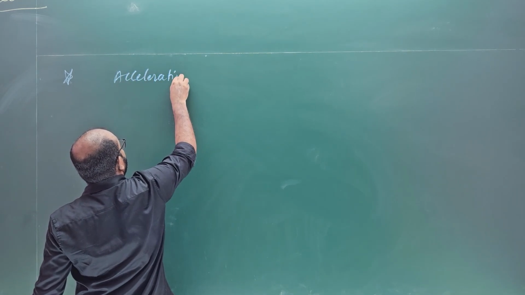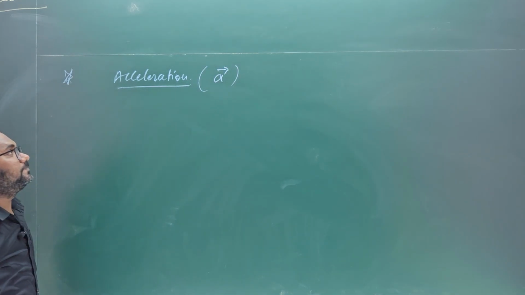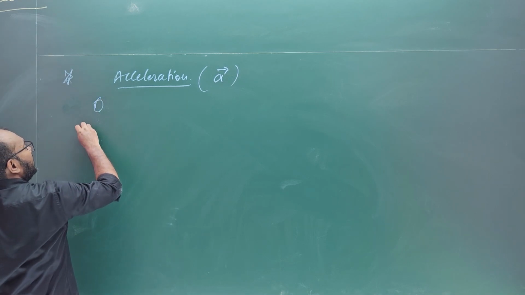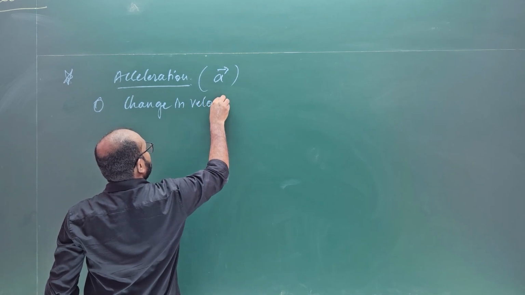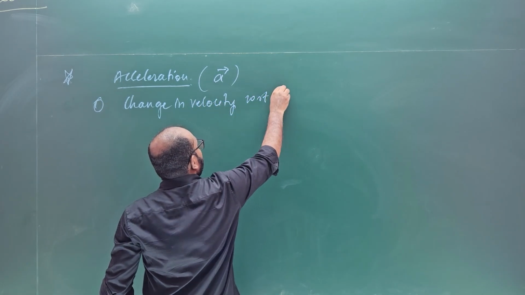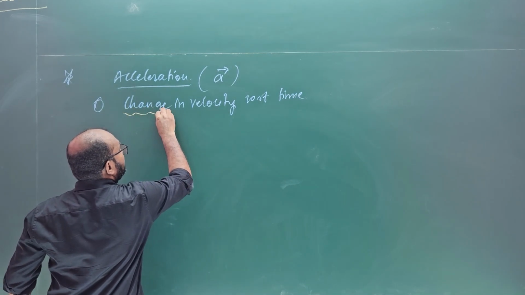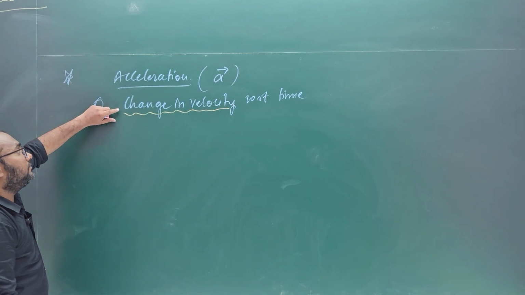Acceleration, and it is represented by a bar. Okay, now in your previous school level, college, you have understood that acceleration is nothing but the rate of change of velocity with respect to time. So first thing, let me define that. Change in velocity with respect to time. First thing, velocity should be changing.